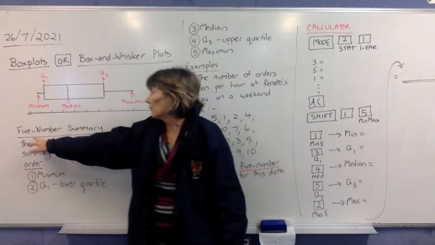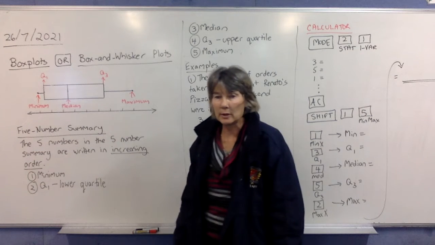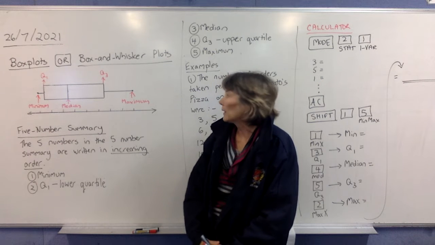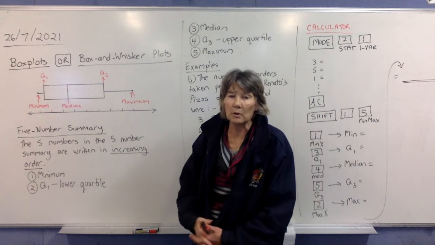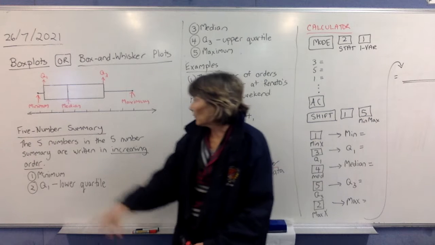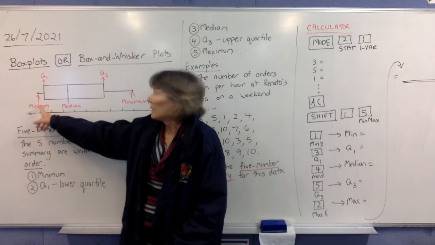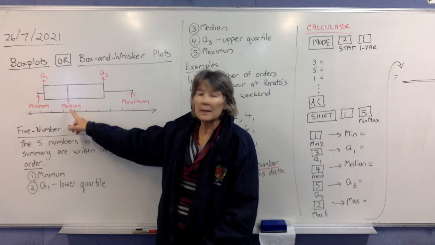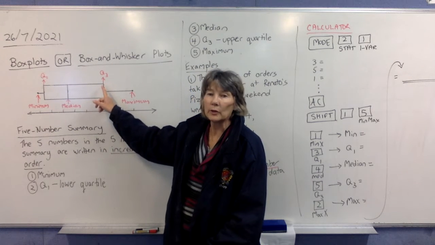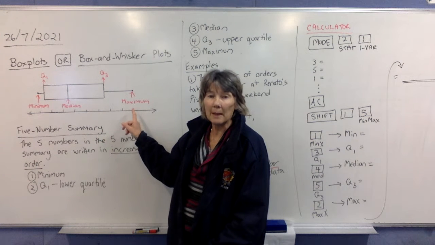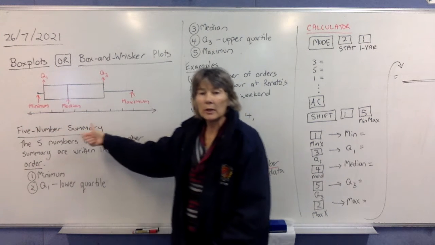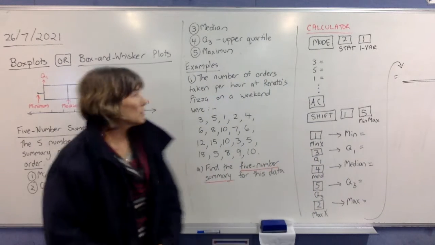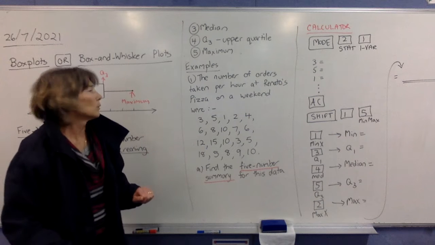They will write the word 5, not the number 5, when they give these questions. And the 5 numbers in the 5-number summary are the 5 things you see on this box and whisker plot. So the first number will be the minimum. The second number will be Q1. The third number will be the median. The fourth number will be Q3. And the fifth number will be the maximum. So it's done in increasing order of the size of those answers. Okay, so I've just listed them, 1, 2, 3, 4, 5, what they all are.